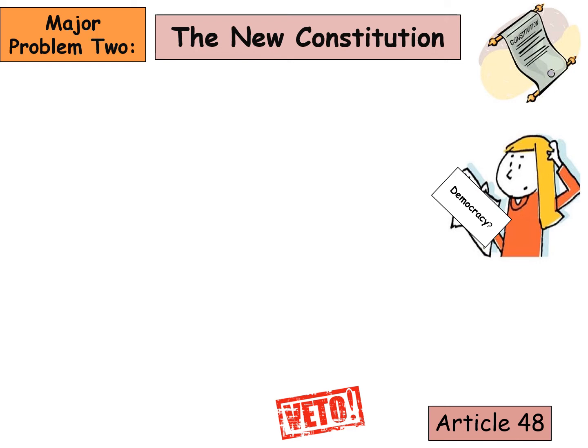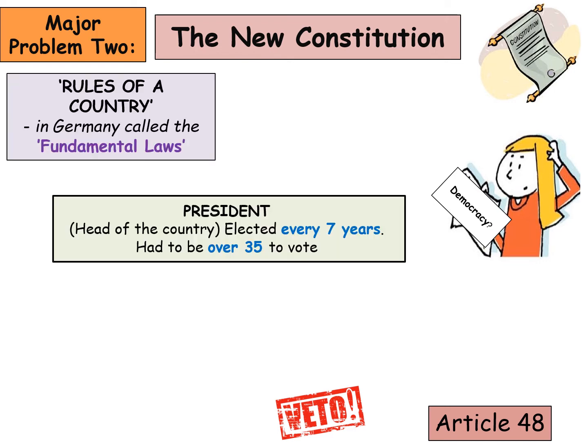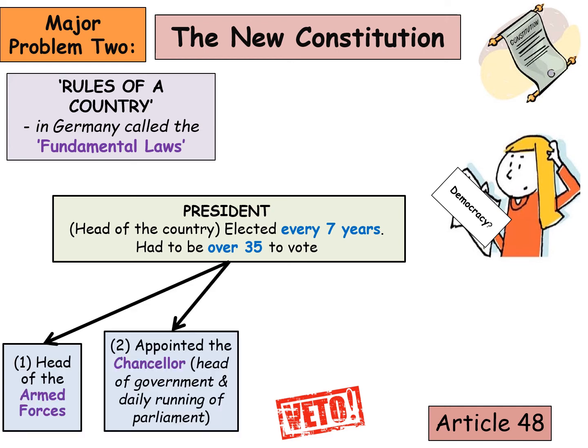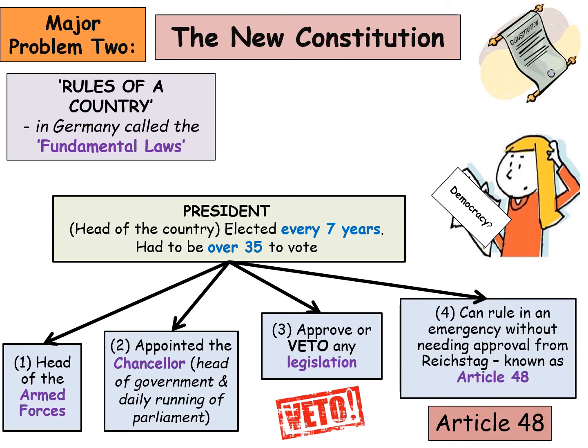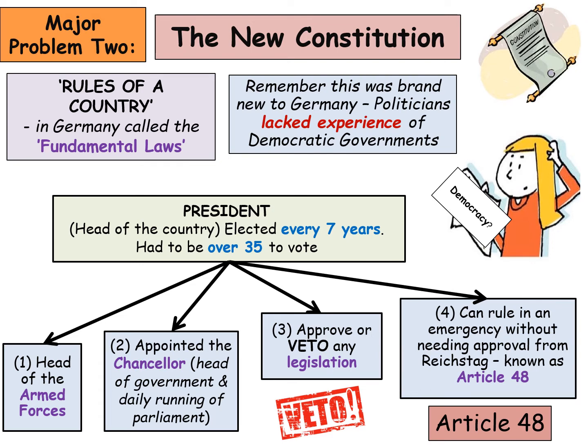Major problem number 2 is with the new constitution itself. Okay, so a constitution is the rules of a country. In Germany, they were referred to as the fundamental laws. This constitution and these fundamental laws, remember, were brand new to Germany. The politicians didn't have any experience of democratic government at this point in time, and that was a major issue.